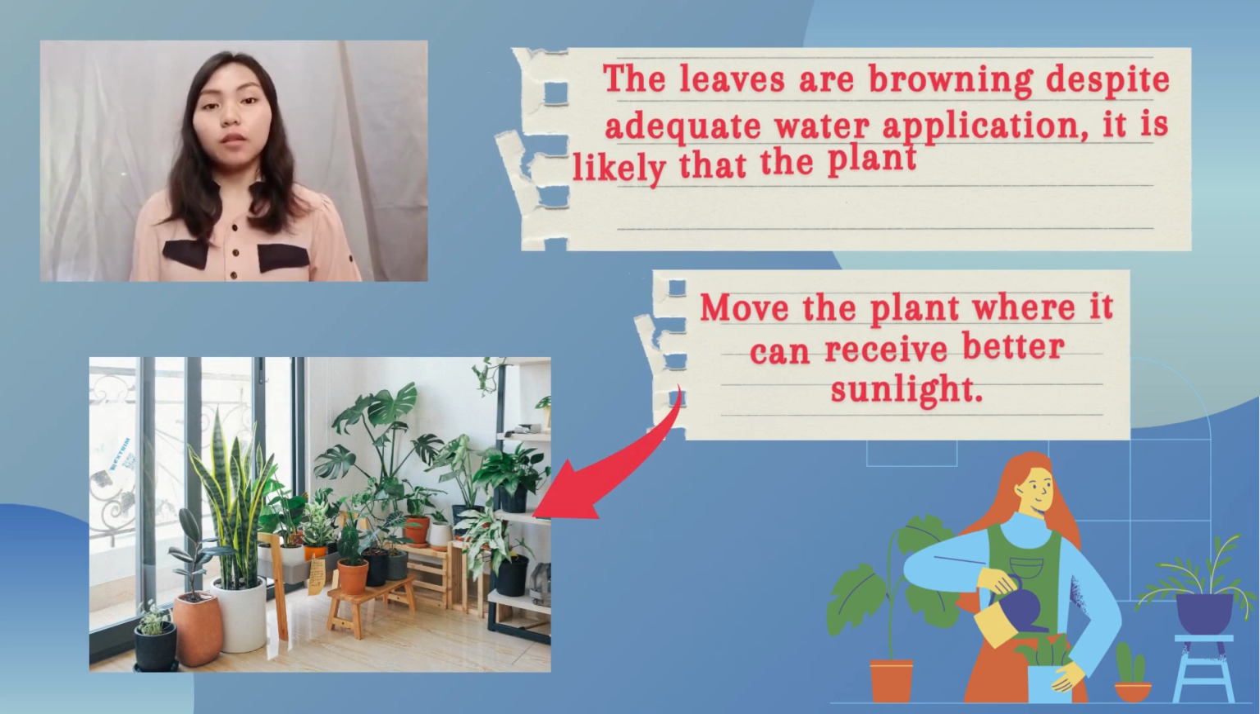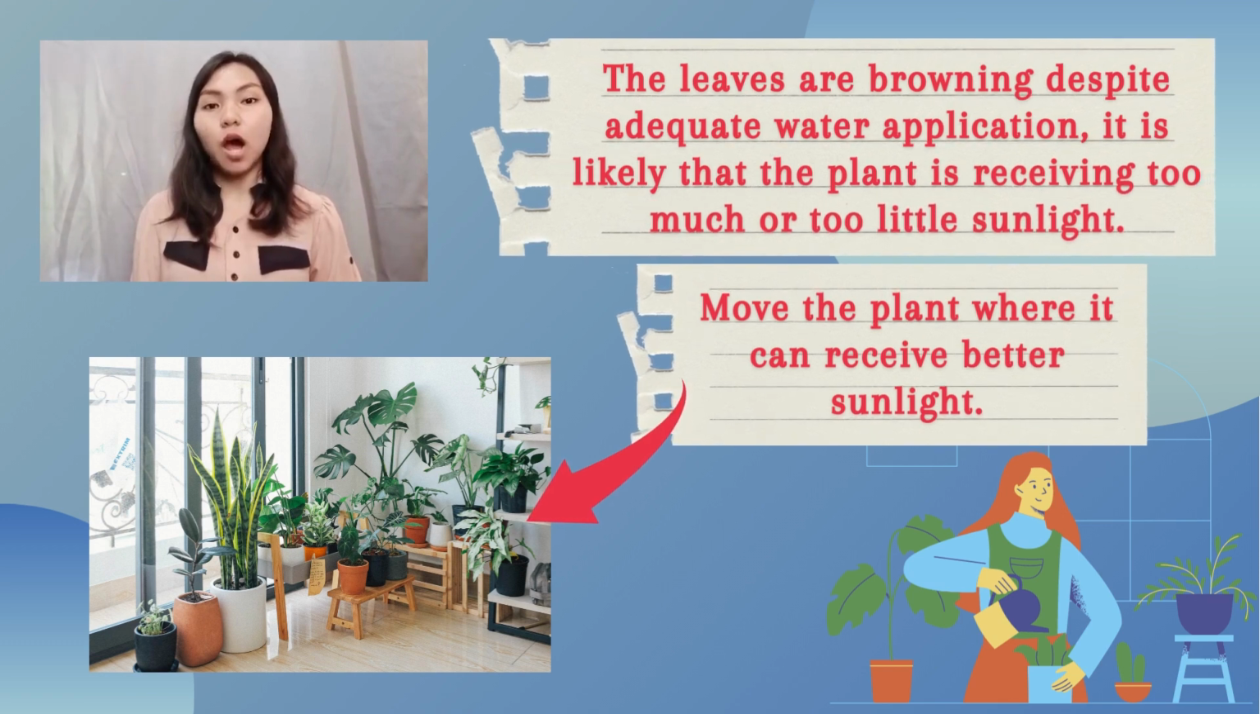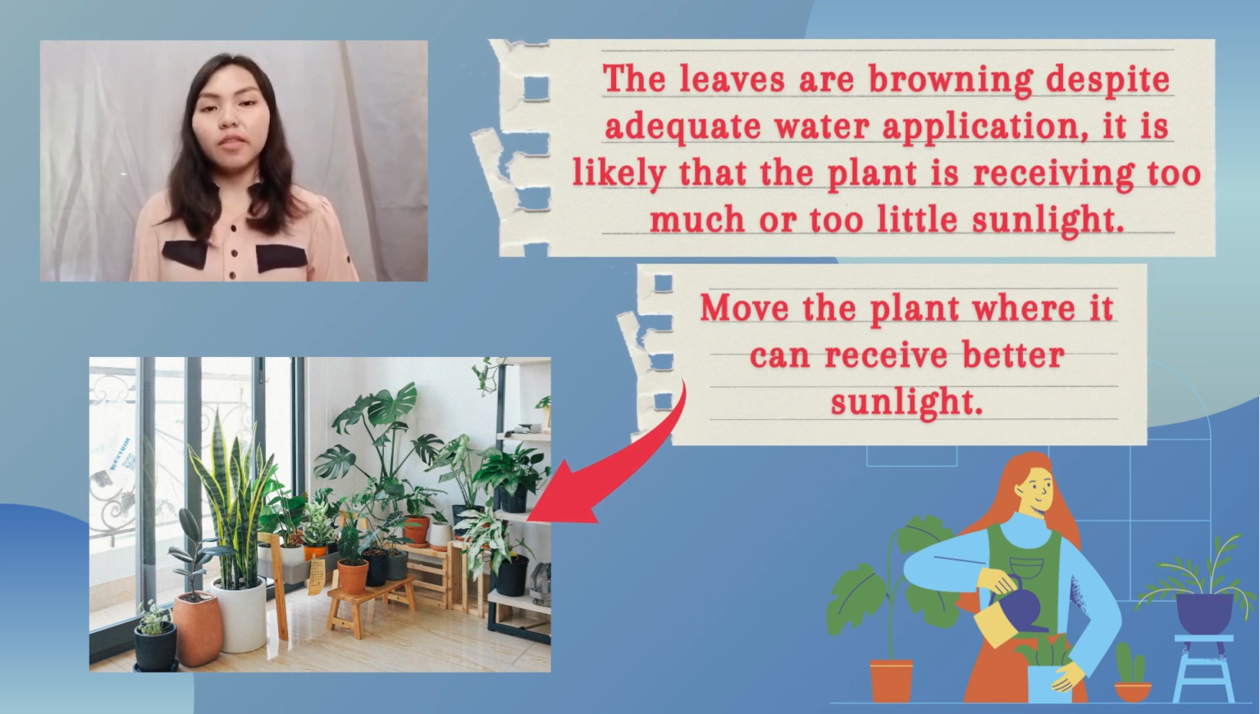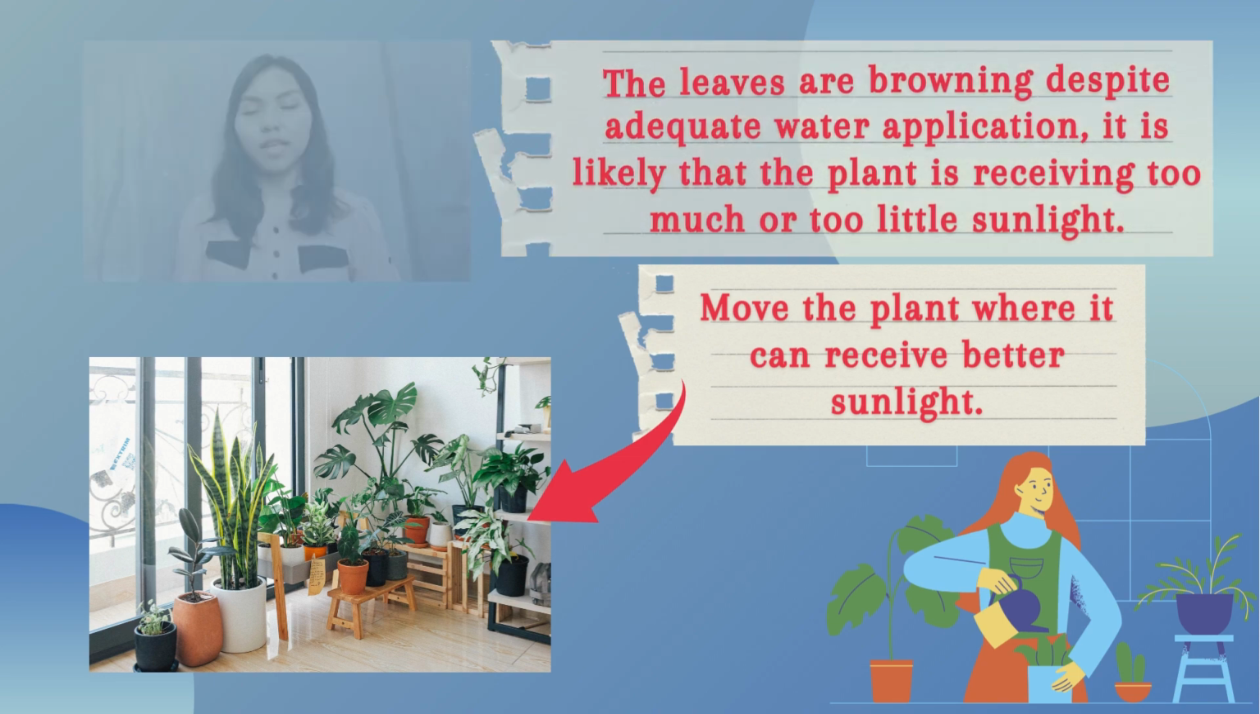Third, if the plant is still wilting and the leaves are browning despite adequate water application, it is likely that the plant is receiving too much or too little sunlight. Move the plant where it can receive better sunlight.